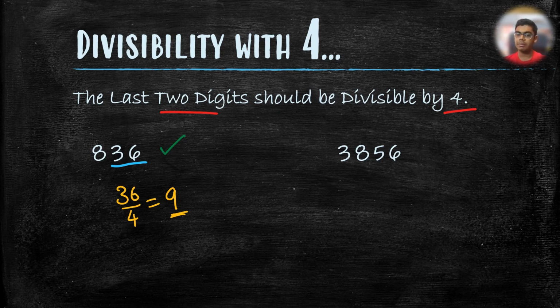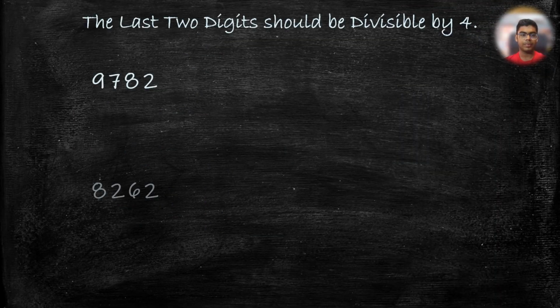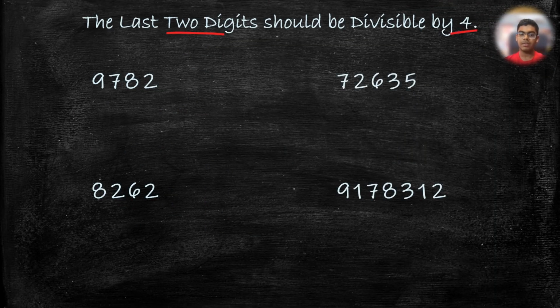For a second example, 3856, the last two digits are 5 and 6. 56 divided by 4 gives us 14, which is also an integer. So 3856 is divisible by 4. Let's have a look at more examples. Our next example is 9782.